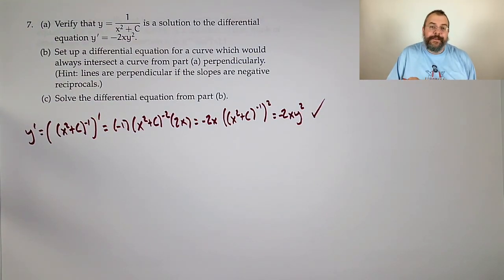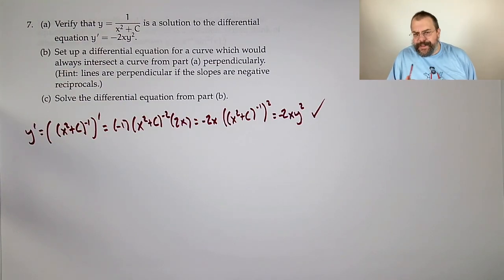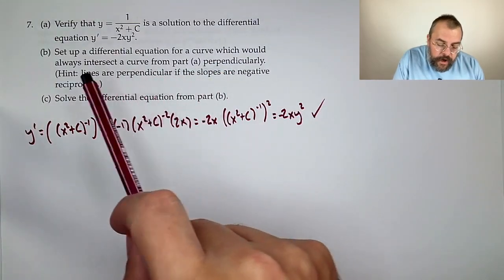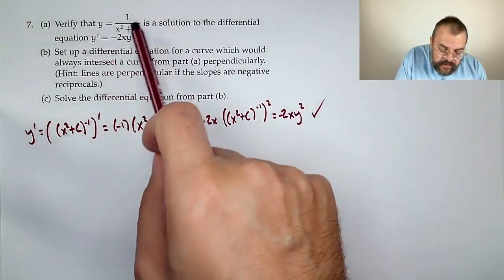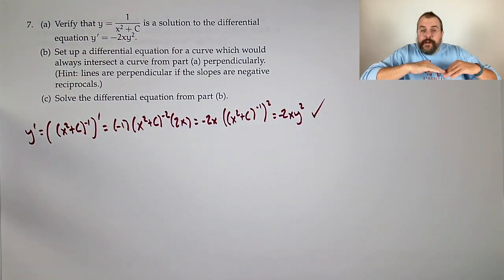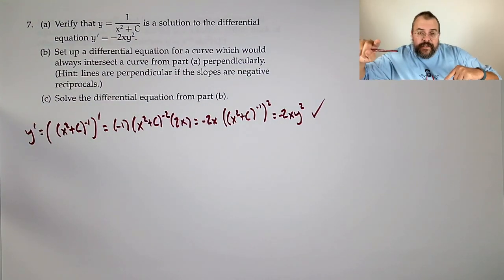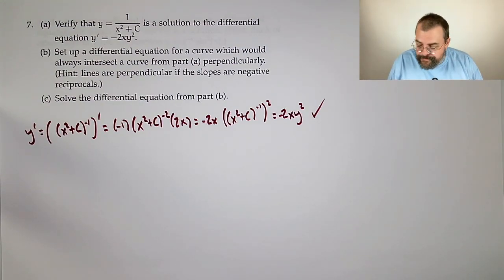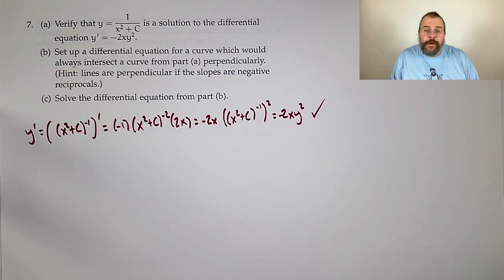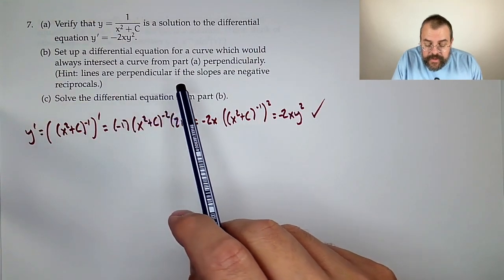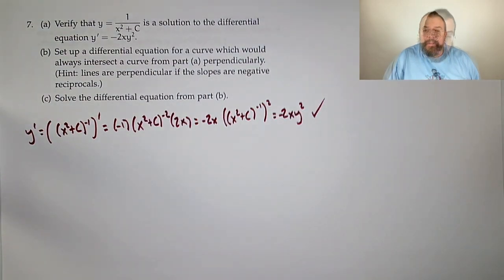Now, that's part A. Part B, so this has several parts. Set up a differential equation for a curve which would always intersect a curve from part A, so one of these curves, perpendicularly. So our new curve, regardless of when it hits this curve 1 over x squared plus c, always does so at a right angle. So how do we do it? Well, there's a hint. Lines are perpendicular if slopes are negative reciprocals.